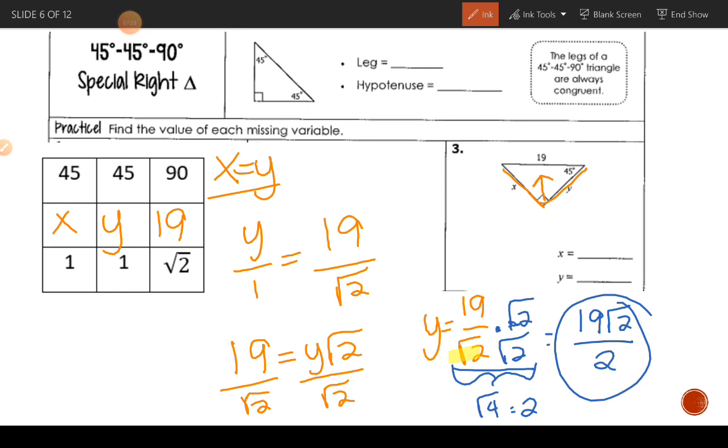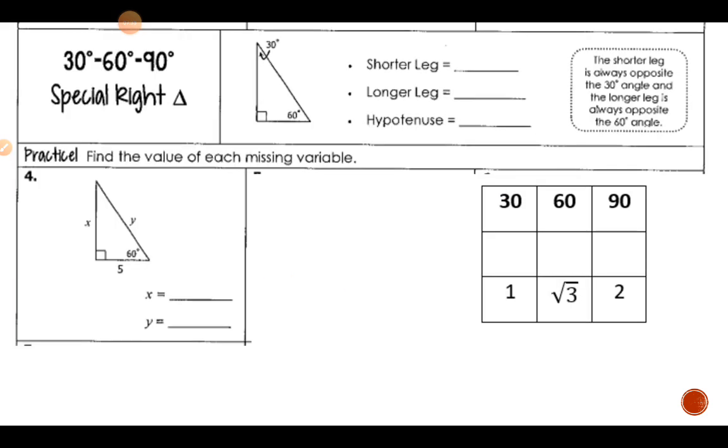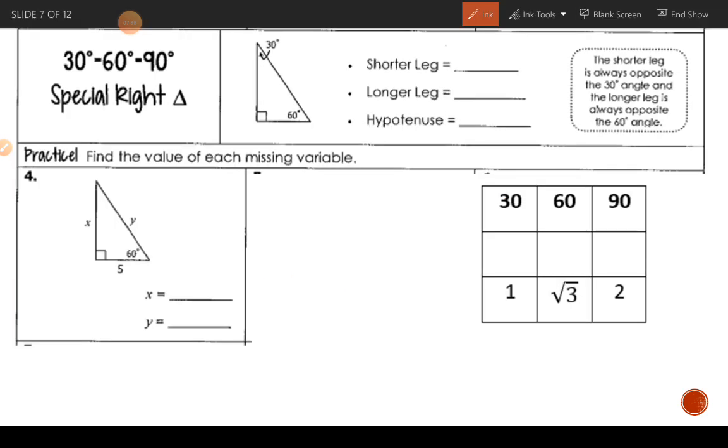So this is a perfect example of why using this table is super helpful. Let's do some examples with the 30, 60, 90. Again, the angles that are across from are what you're going to be inputting. Across from the 30 is the 1x, across from the 60 is the radical 3, and across from the hypotenuse is the 2. So let's go ahead and fill this table in.